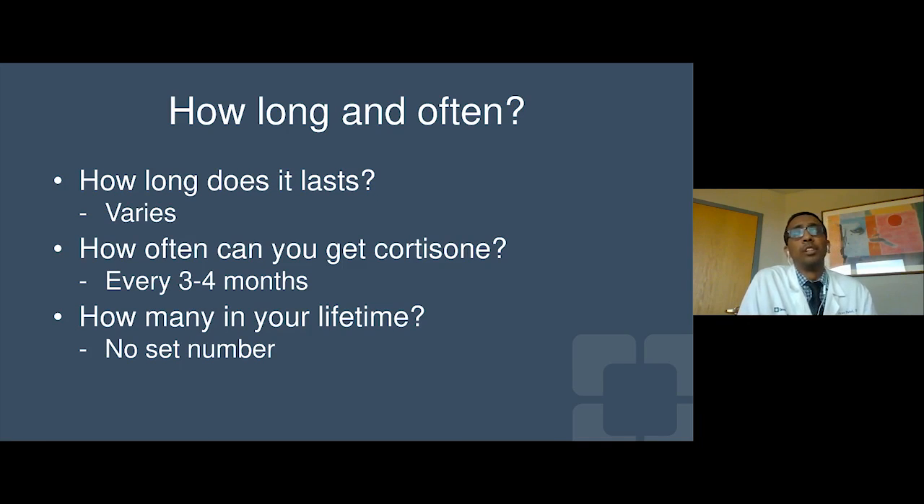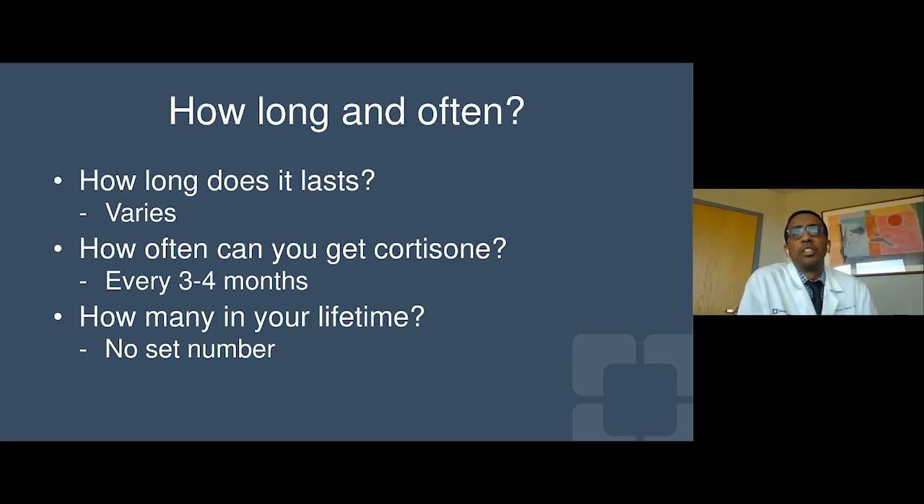And how many in your lifetime? There is no set number. I know some people will say, well, can you only have 3 in your lifetime, 5 in your lifetime? Honestly, there is no set number of cortisone injections into the same body part. It ultimately comes down to how they are helping when you're doing sequential, repetitive ones. Are they still helping? How long are they helping? And so that's the discussion to have when we're talking about cortisone. And so that's why there is no set number for that.